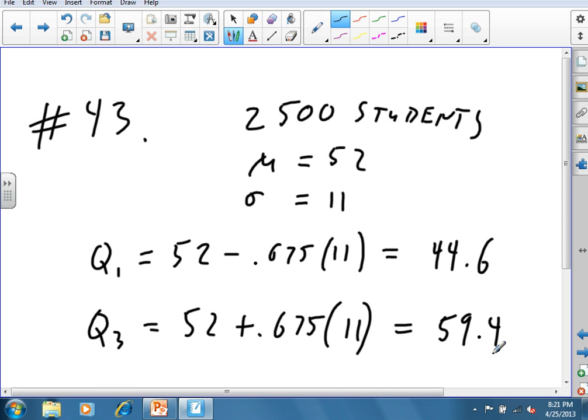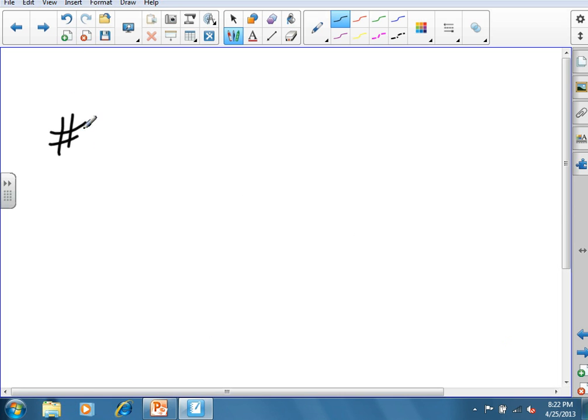47. For each of the following blood pressures, estimate the corresponding percentile. Number 47. Okay, so the blood pressure mean is 120.